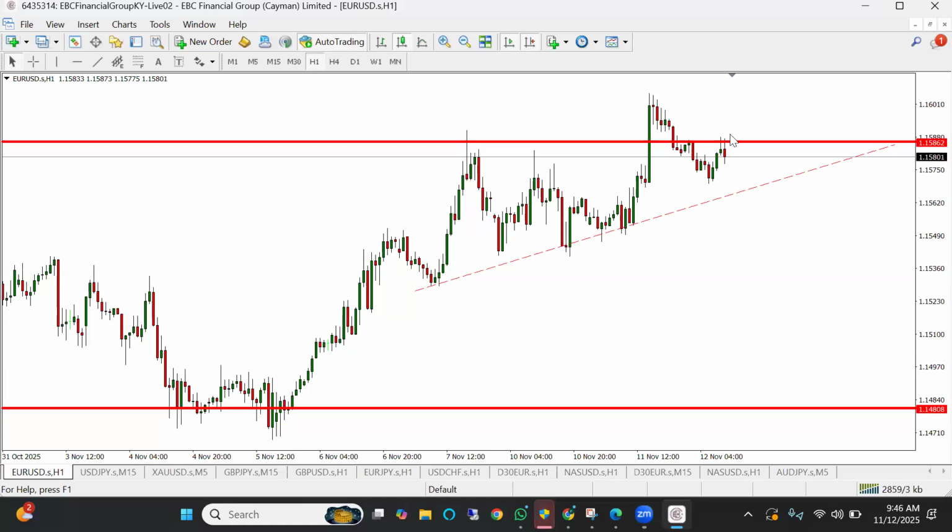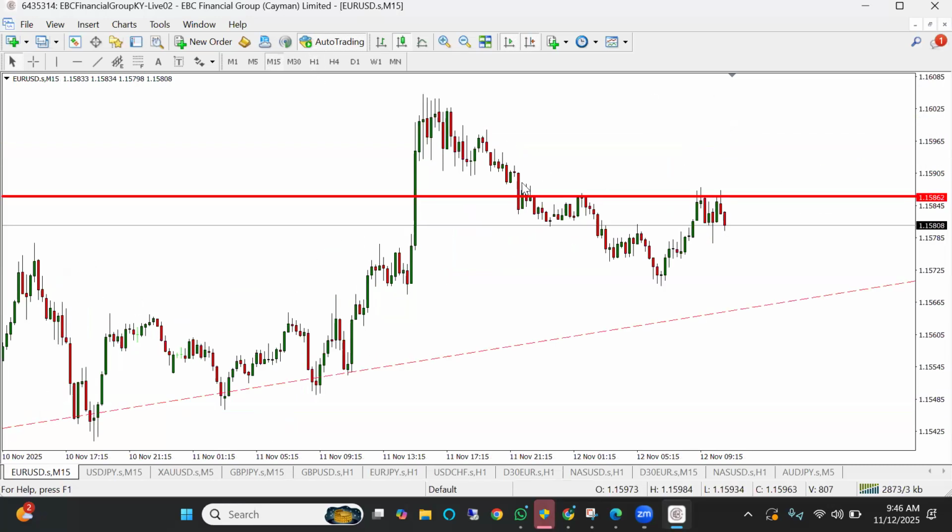So if price closes above here right now, we are going for a sweet buy, and it's going to be long. Trust me, there's going to be a long movement to the upside.